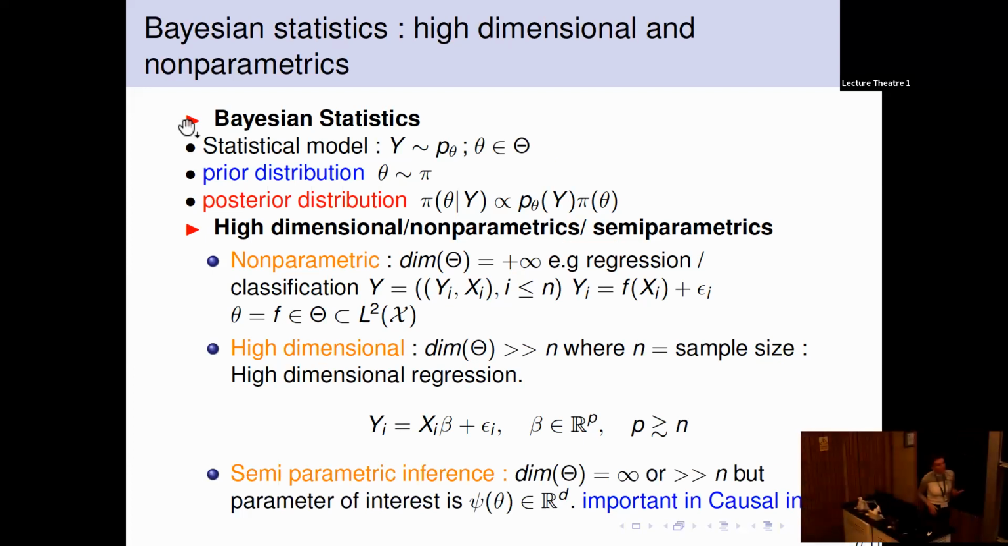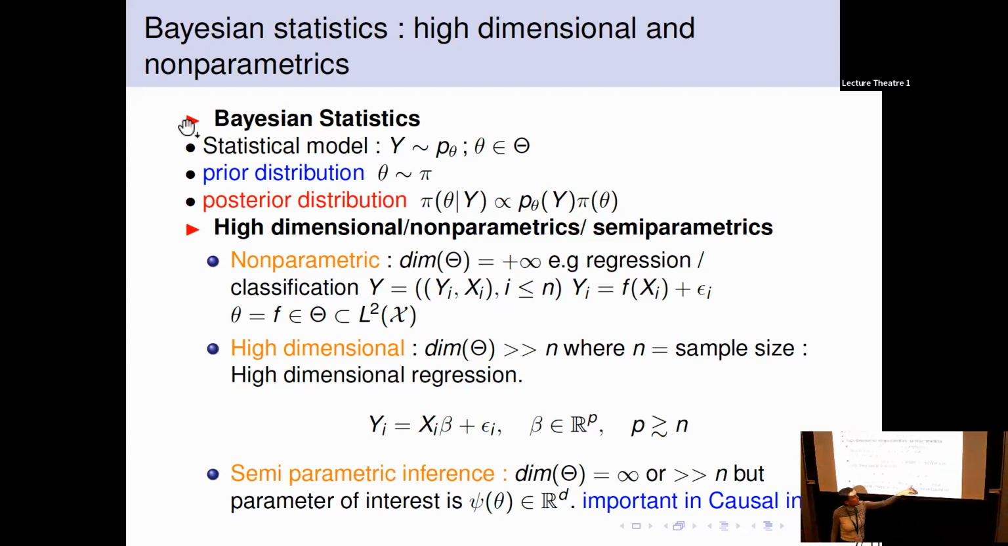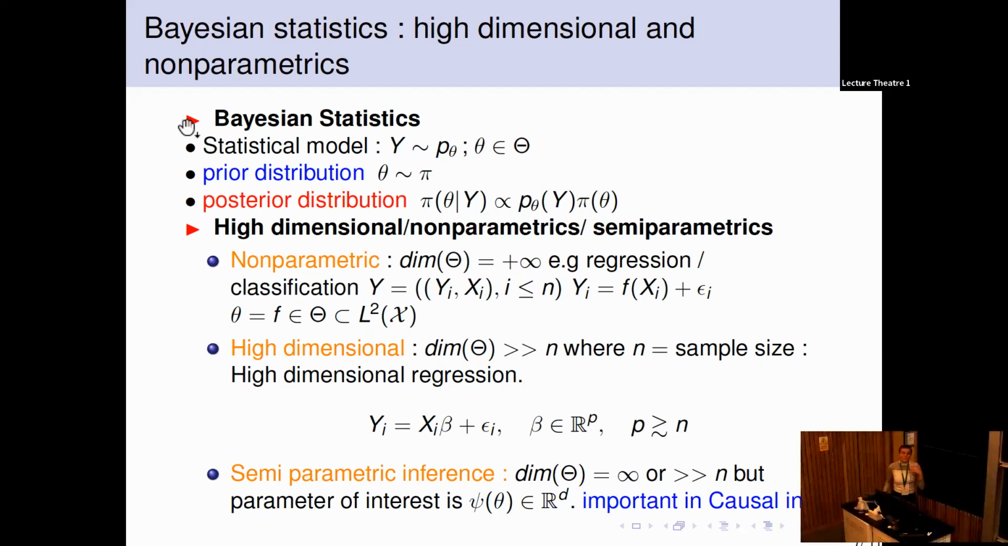Semi-parametric inference is something in between, where you have this high-dimensional or infinite-dimensional parameter space, but you're interested in something low-dimensional, like just a summary of your parameter, maybe one of the parameters. In this case, it's a low-dimensional object of interest. It's been a topic for a long time in statistics, but there is a revival of interest because of causal inference, where it is very, very important.